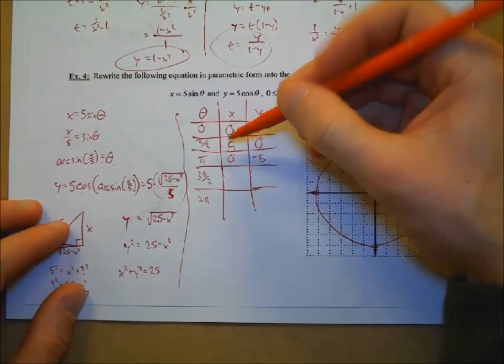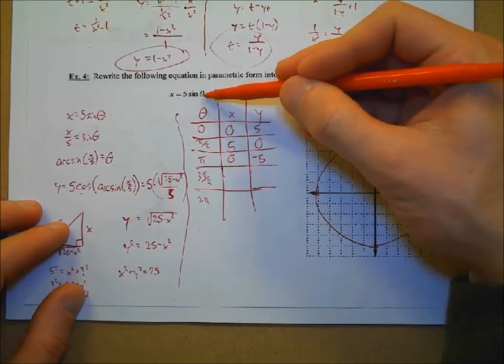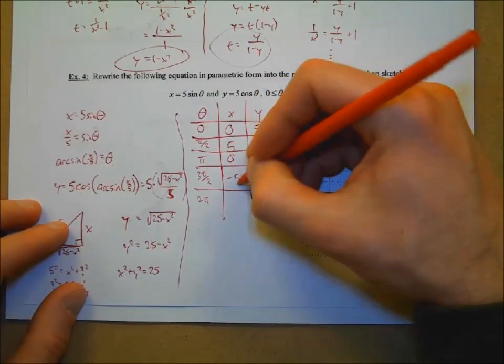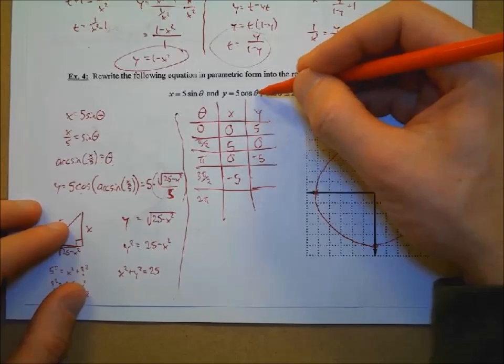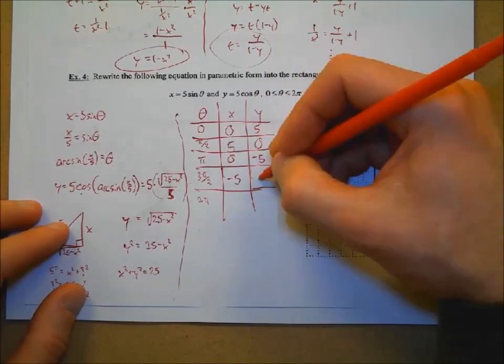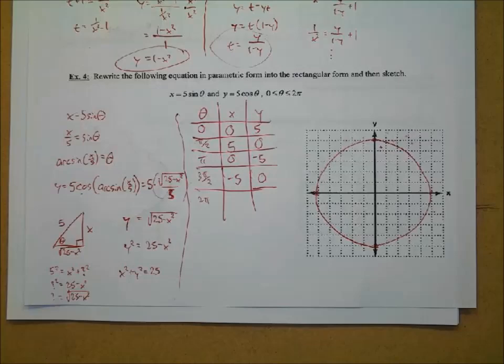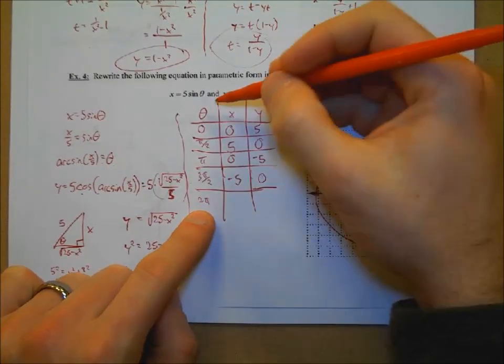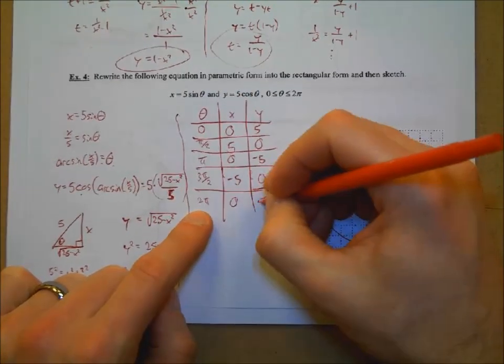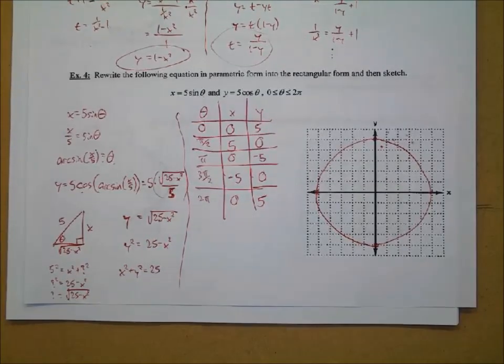All right, 3 pi over 2: sine of 3 pi over 2 is negative 1, times 5 is negative 5. Cosine of 3 pi over 2 is 0, plugged in times 5 is 0. And then 2 pi, well, that's the same as 0, right? For cosine and sine, so we're going to end up with the same result.